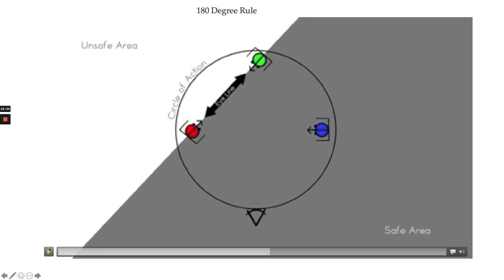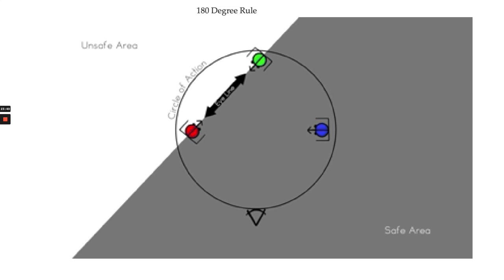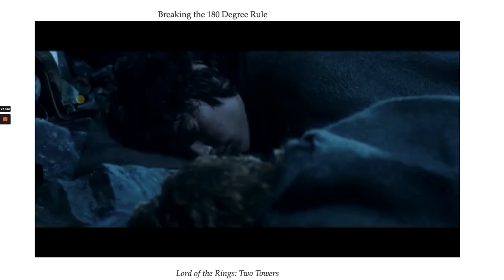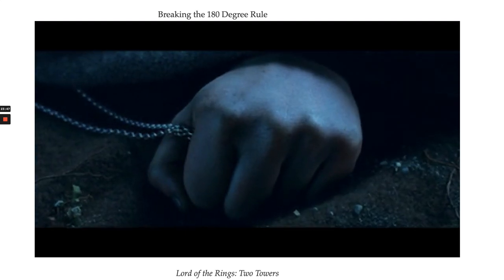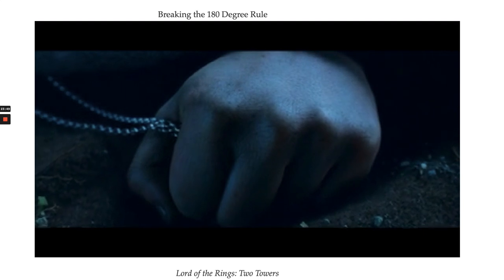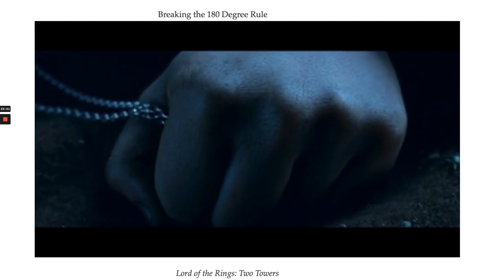Okay, and he's just suggesting that the action line is the same idea of the 180-degree rule. I wanted to take a look. Sometimes in film they break this. I wanted to show in Two Towers where they actually break the 180-degree rule. That's kind of an interesting way of doing this.